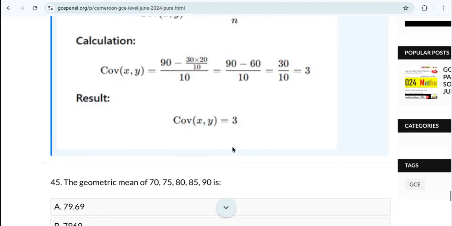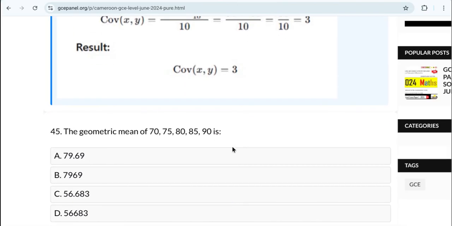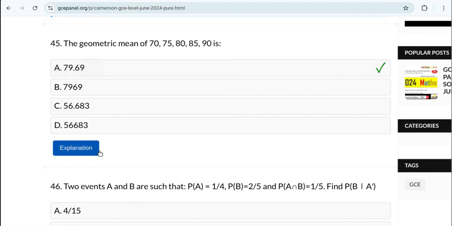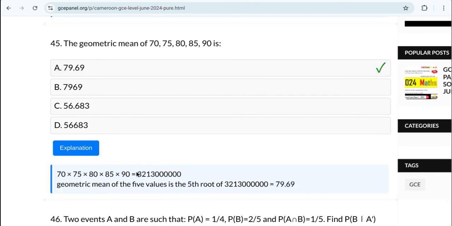Question 45. The geometric mean of 70, 75, 80, 85, 90 is? For the geometric mean, you just find the nth root of the product of the n numbers. So 70 times 75 times 80 times 85 times 90, there are 5 of these numbers, right? The 5th root of this product is going to give us the geometric mean. I think that was 79 point something. The geometric mean is the 5th root of this number, which is 79.69.